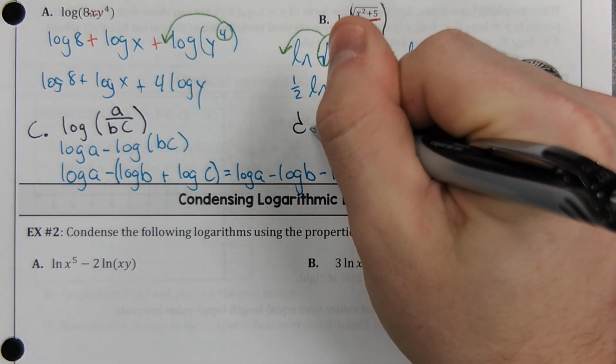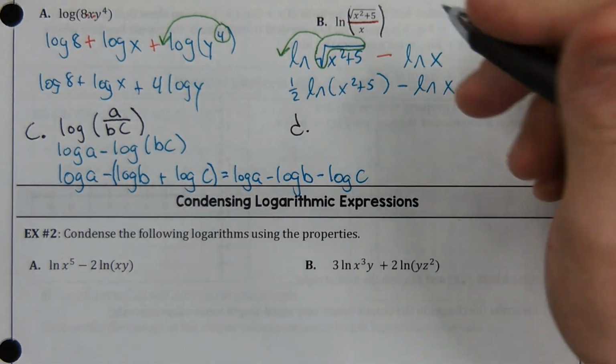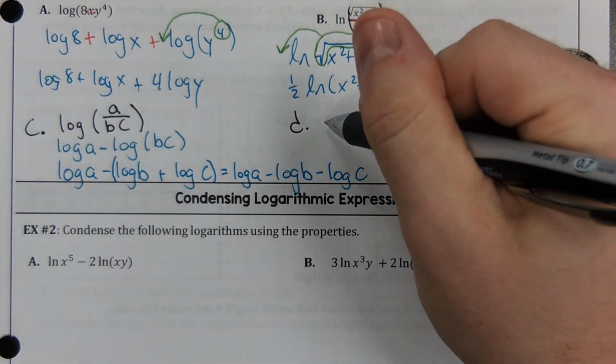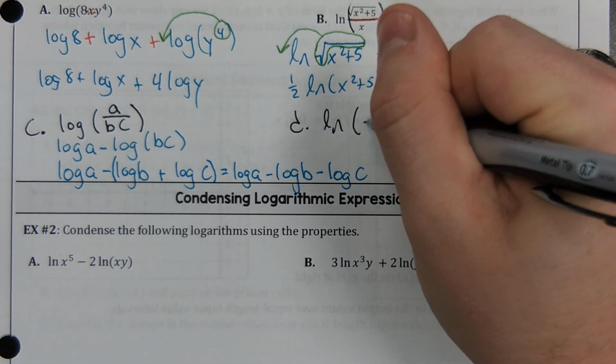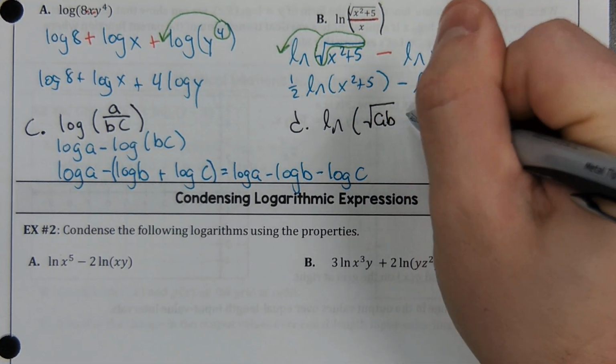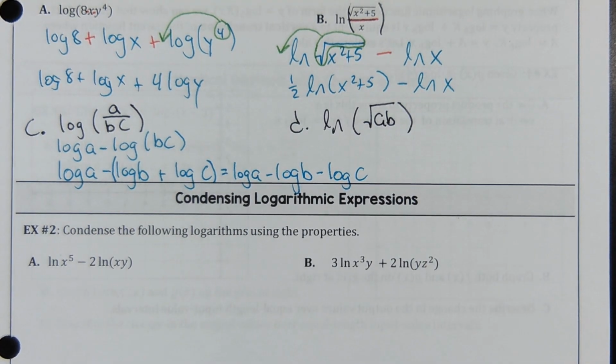Secret example D, which is actually a little bit easier than secret example C. I'll use natural log because why not? Natural log of square root of AB. Okay, we've already seen what happens with that square root bar. We know that that square root bar is an exponent, right? Okay.